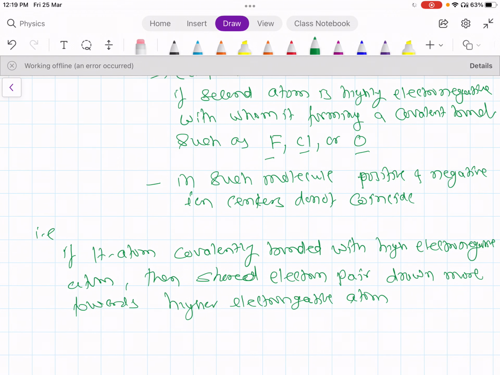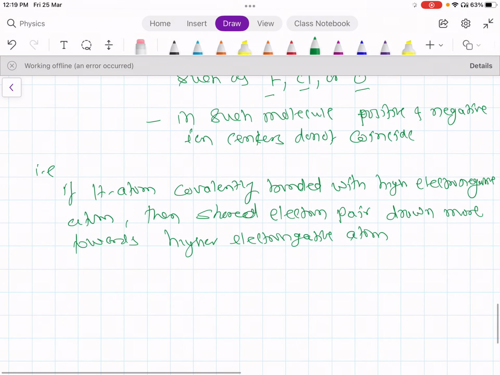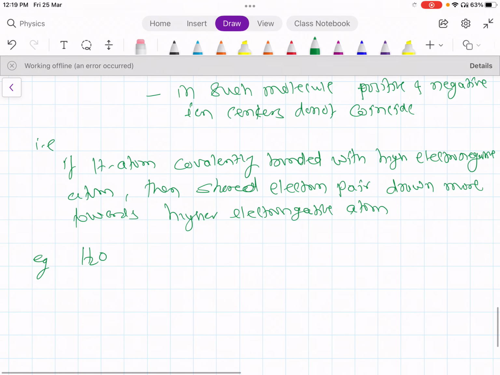Let's take the example of water. In water, there is one oxygen atom and there are two hydrogen atoms. So this is oxygen, this is hydrogen, and this is hydrogen. This oxygen has only six electrons. To form the octet, it needs two more electrons. So it shares its two electrons with two hydrogen atoms, and they form two covalent bonds. This oxygen atom forms two covalent bonds with hydrogen atoms.